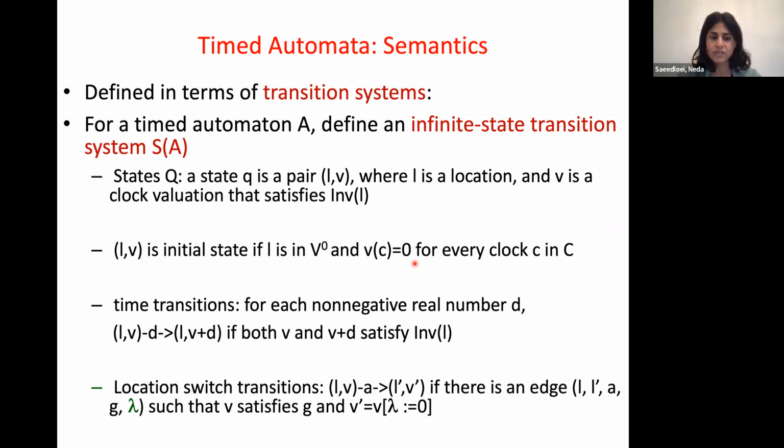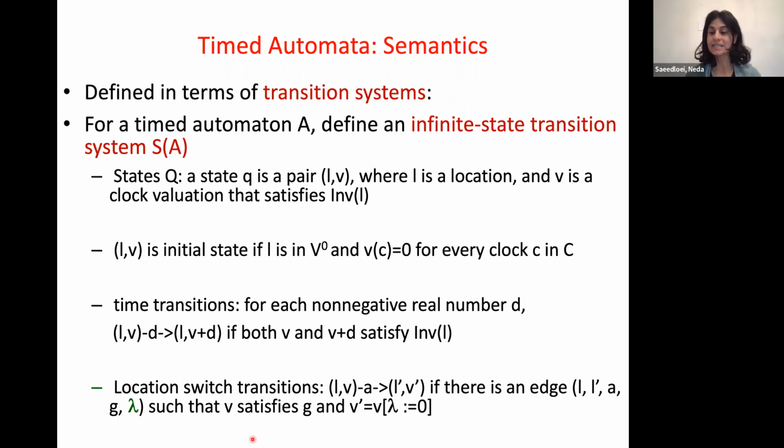And then we have to define transitions. In transition systems, we have two kinds of transitions. Either we have time transitions or we have location switch transitions. So for any non-negative real number D, any state LV after D units of time is going to transition to a new state where the location is unchanged. However, the value of all the clocks have been increased by D.